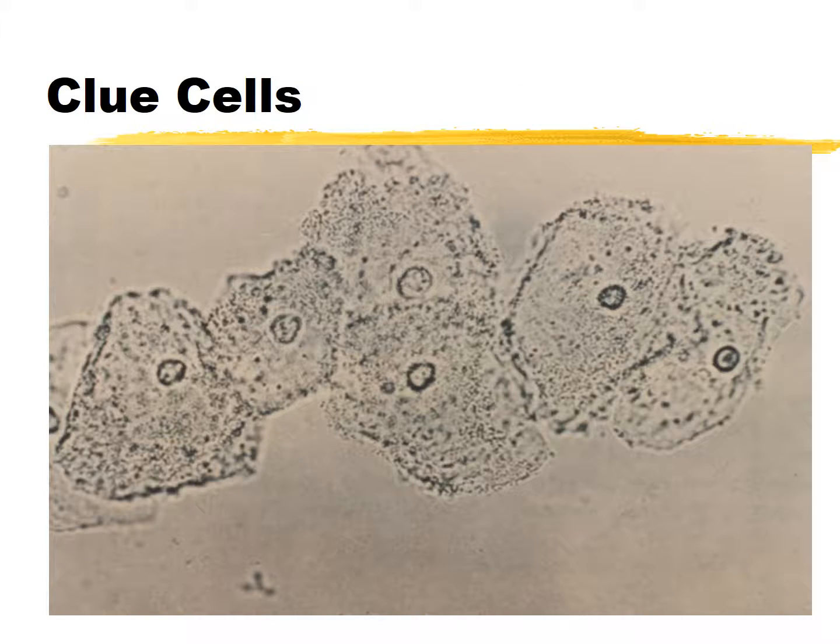Okay, so this is a picture of a clue cell on a wet mount. This is a squamous epithelial cell that's full of bacteria, and the bacteria mainly congregate around the edges, and it gives it a furry-looking appearance. And actually on the wet mount you can see Brownian movement, and it makes it look like the bacteria are moving even though Gardnerella is non-motile.